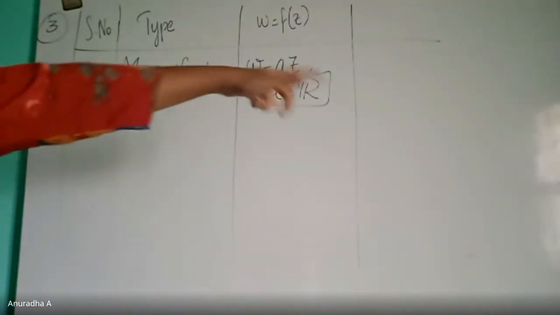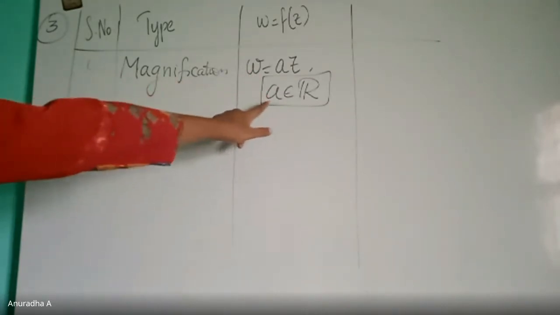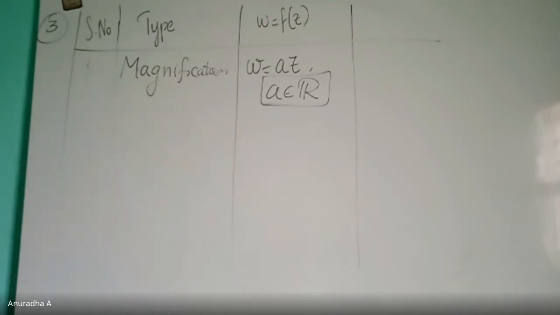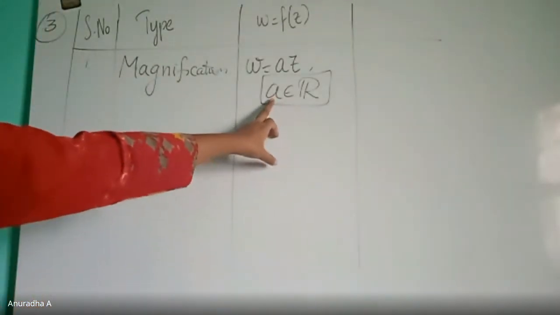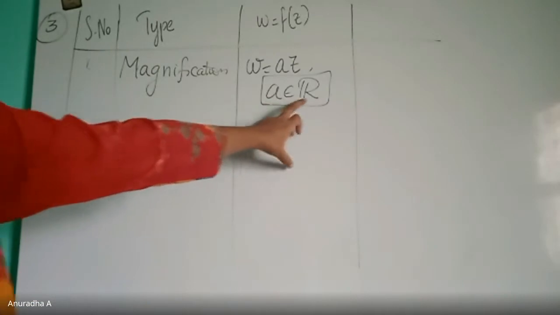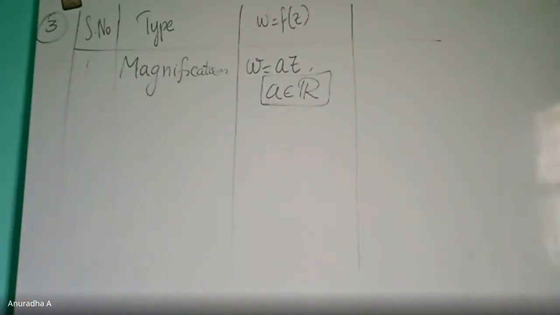Magnification: which among the following is magnification? w equal to f of z, and they will ask whether a is a real number, a is 0, a is an integer, or a is a complex number. Though an integer is a real number, it's not only integers, it's any real number. So real number is the best option, and that is what you have to choose. So all functions of the form w equal to a z are called magnification.